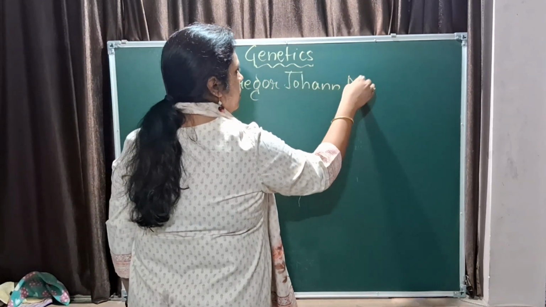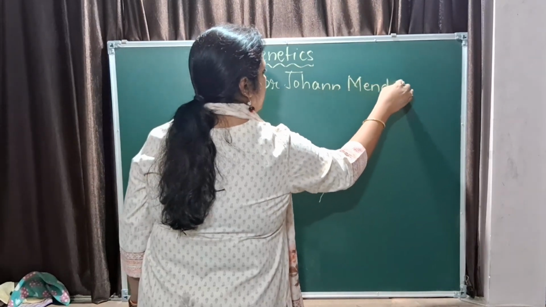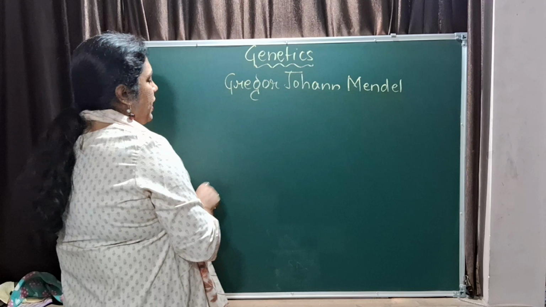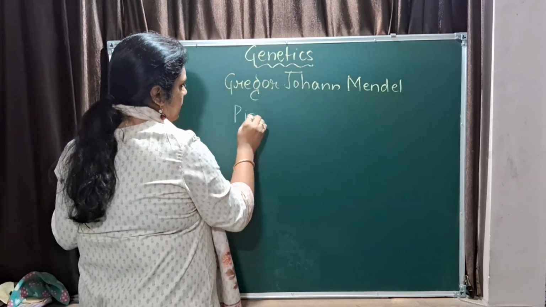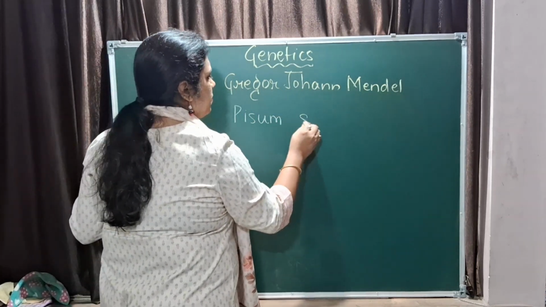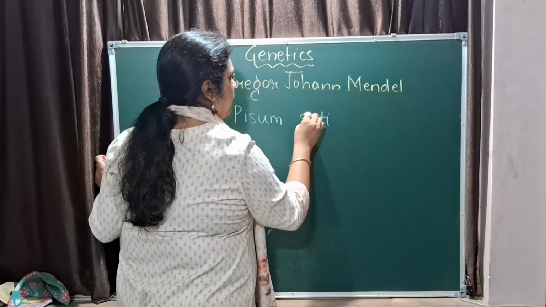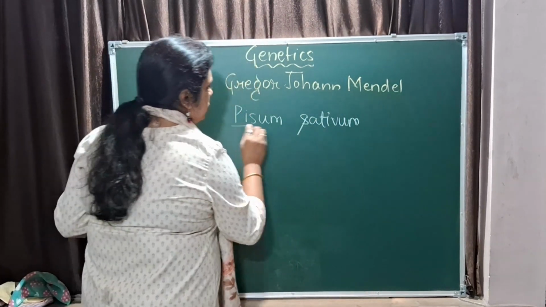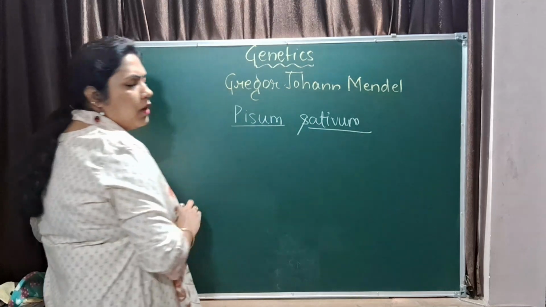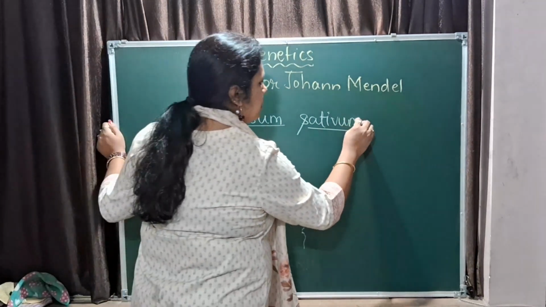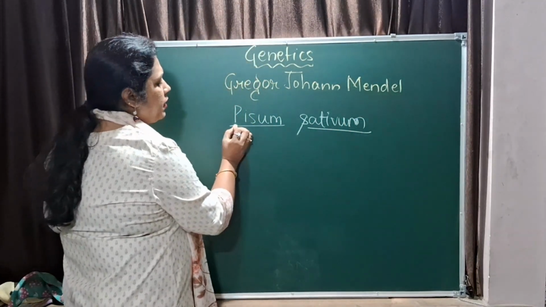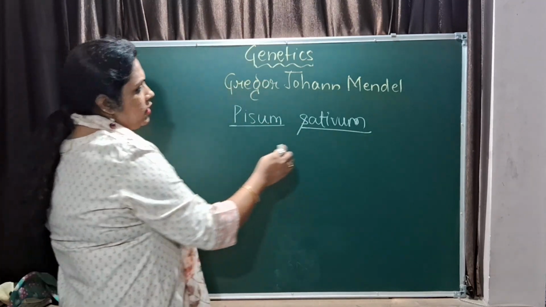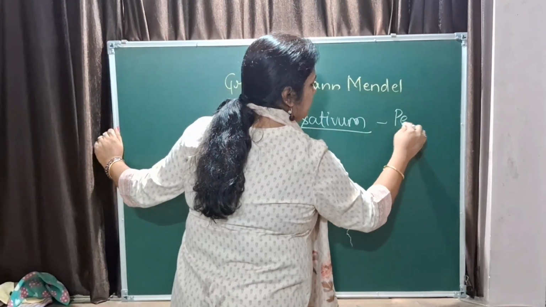Gregor Johann Mendel, the father of genetics, and the plant he worked on, which is Pisum sativum. When you write the scientific name, you need to underline it. The scientific name must be written with the first letter capital, the second letter small, and the word should be underlined. This is the common pea plant.